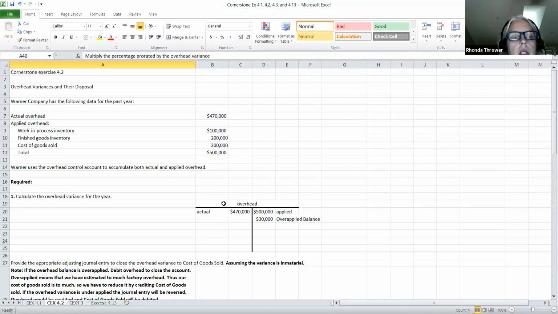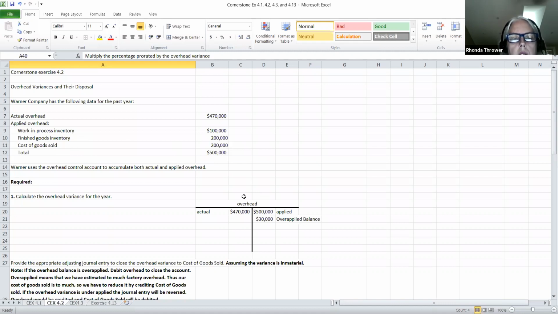The applied overhead for this company, and notice they've given us 3 different balance amounts, and then they've given you the total applied factory overhead. The total applied factory overhead is the total amount of estimated overhead for the year.